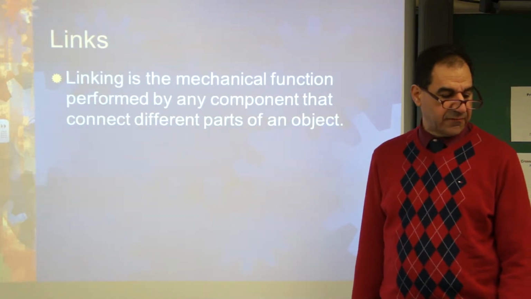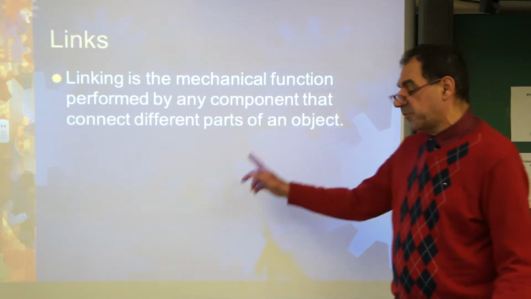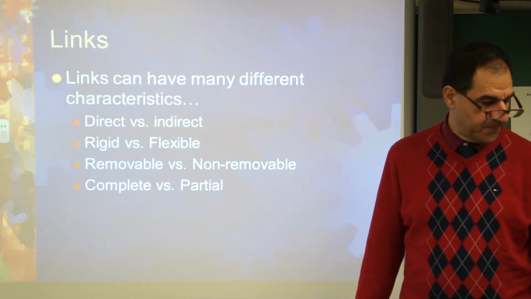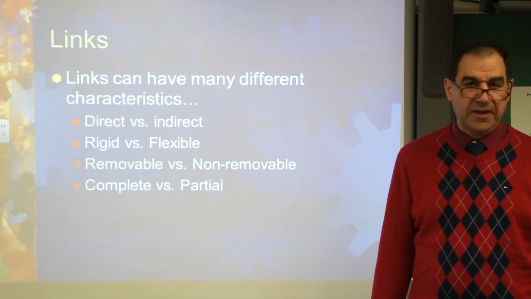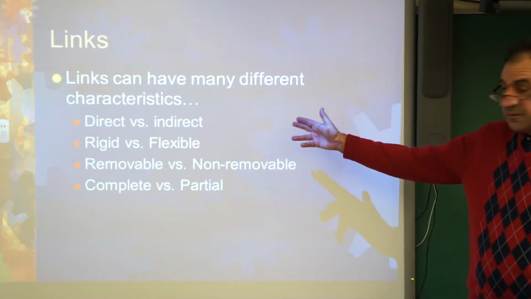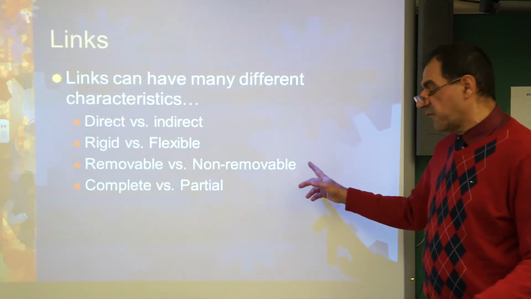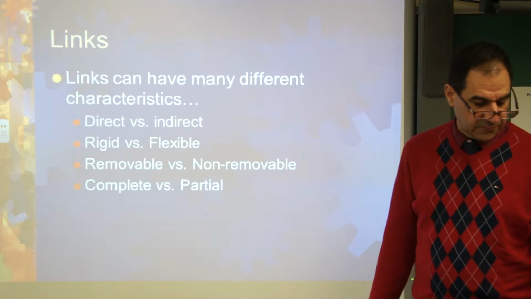Linking is the mechanical function performed by any component that connects different parts of an object. And links can have many different characteristics, which we need to consider: direct versus indirect, rigid versus flexible, removable versus non-removable, and finally complete versus partial.